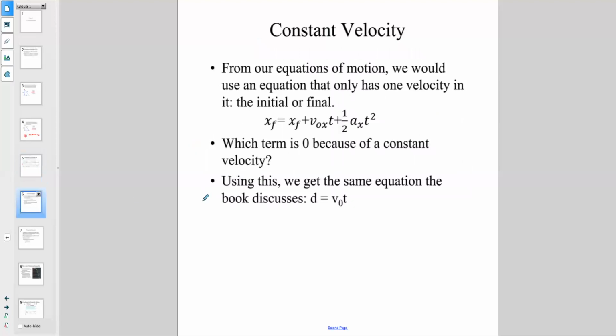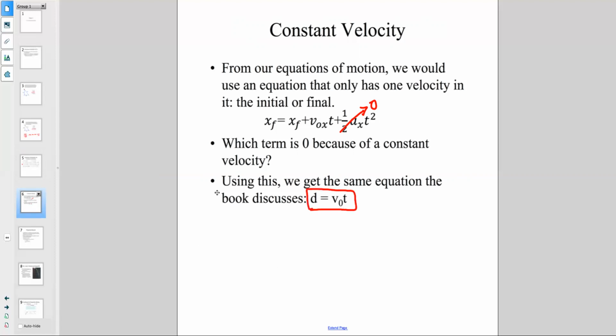Now, constant velocity. We also have motion with a constant velocity, right? For our equations of motion, we would use the equation that only has one velocity, initial velocity or final velocity. So the acceleration term is 0. This term is 0 because a is 0. There is no acceleration involved in a constant velocity. This is the exact same thing that's introduced in the book, v equals vt.